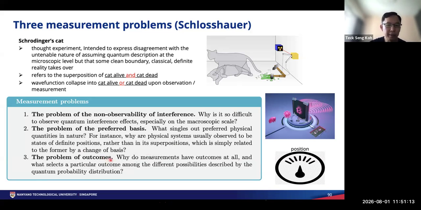And finally, Schlosshauer breaks it down into the third problem, the problem of outcomes. Why do measurements have outcomes at all? And what selects a particular outcome?